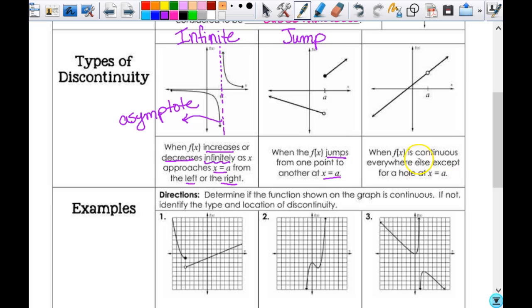Now, when f of x is continuous everywhere except for a hole at x equals a, it's like I had a line and I took a point out, right? So think about it as removing a point. That one point on that line has been removed from the graph, so this is called removable. Removable discontinuity.